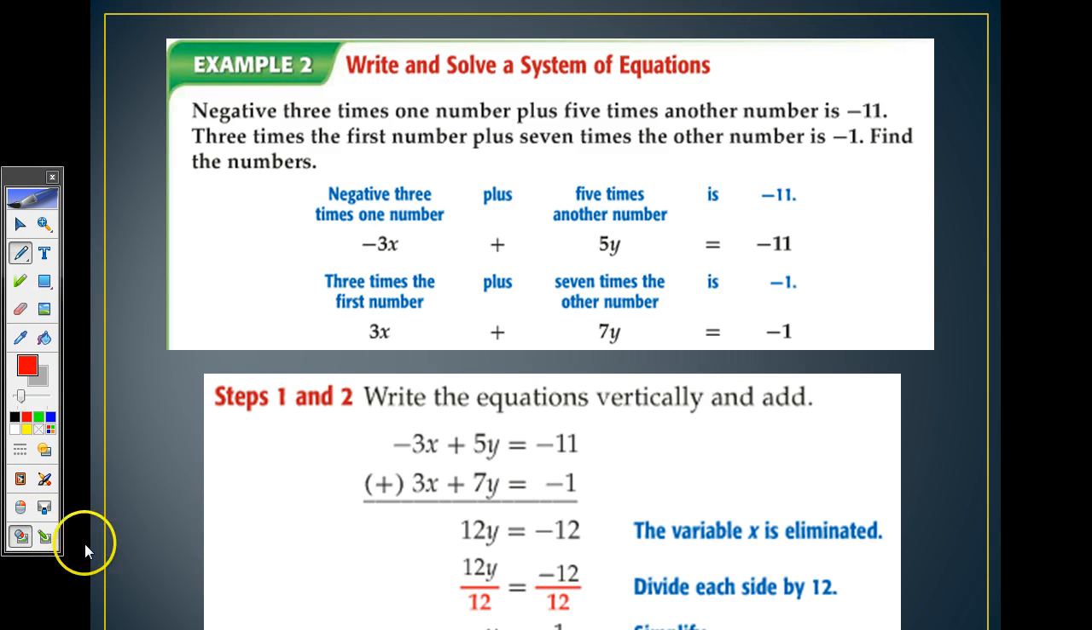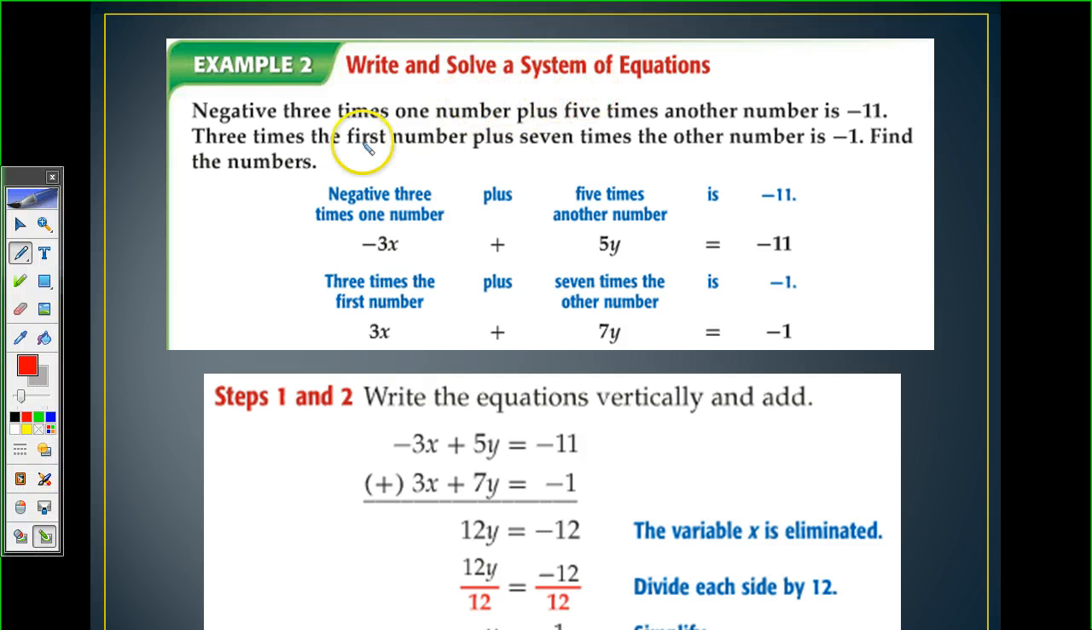Okay, so here is an example. Write and solve a system of equations. So here's a word problem. They're adding one more step here. Negative 3 times one number plus 5 times another number. What they mean by one number and another number is different variables. So negative 3 times a number, x, plus 5 times another number, y, equals negative 11.